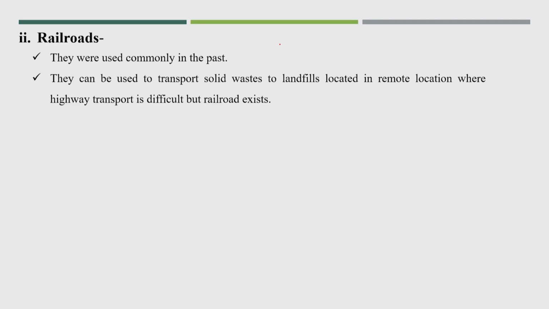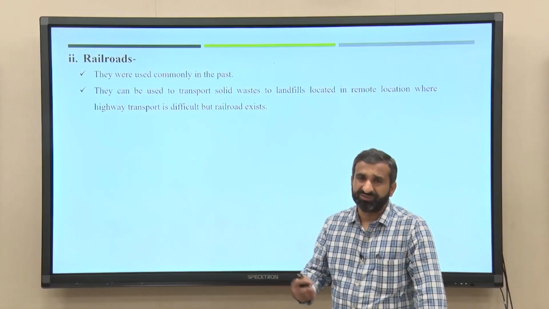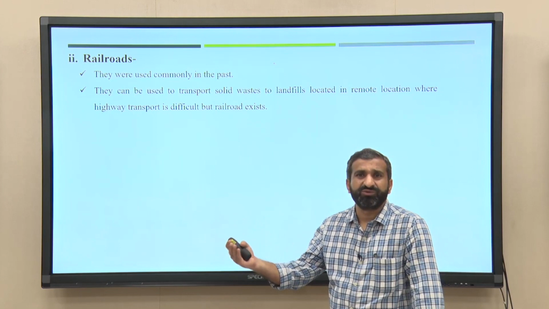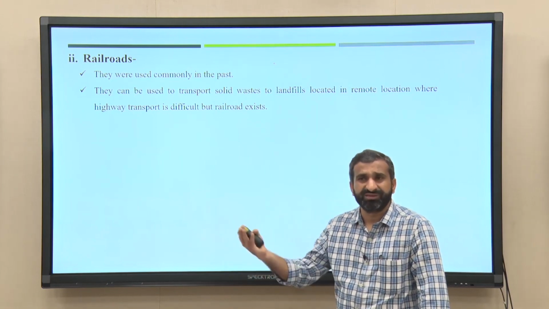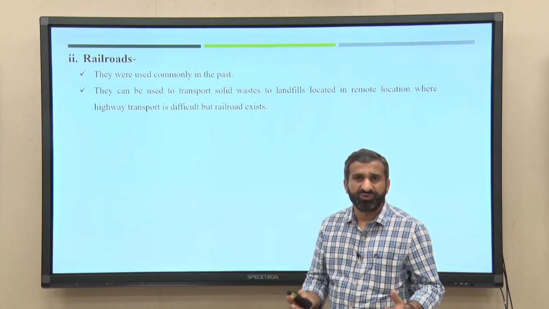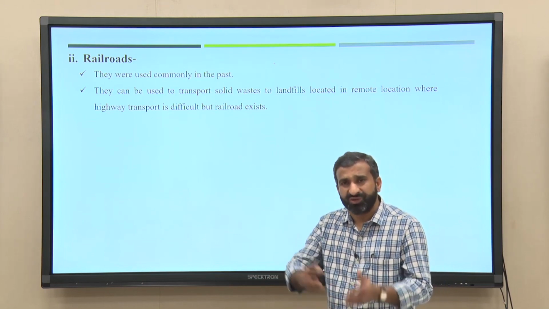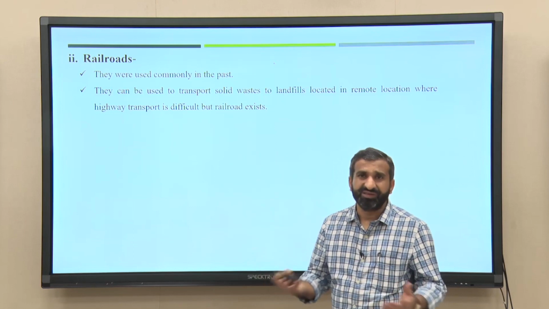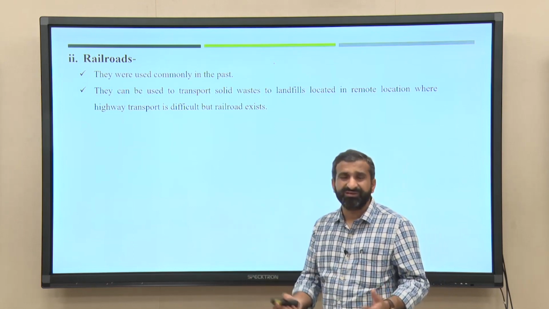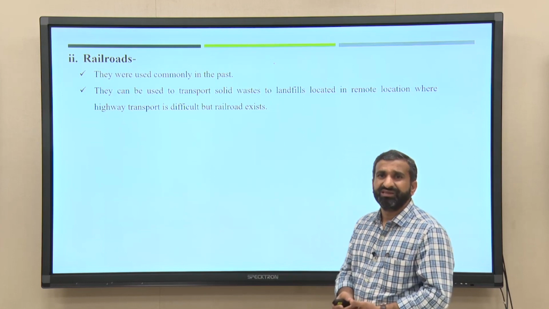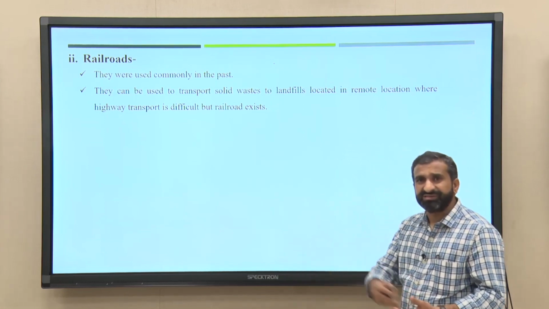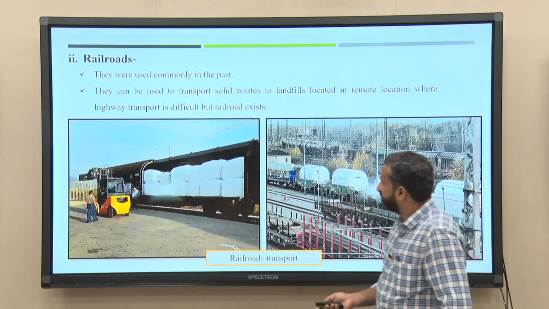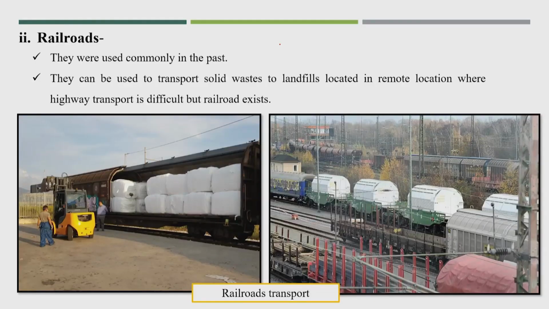Sometimes, if you are finding the disposal site in a very remote area, maybe 200 kilometers or 300 kilometers away, and there is no road, road transport is not possible in such an area. If the railroad is available, by railway we can haul the entire waste to the disposal facility. You see here some photographs. So, this is also a possible way of disposing such kind of waste.